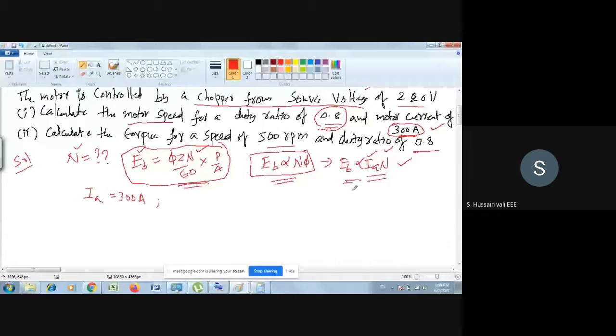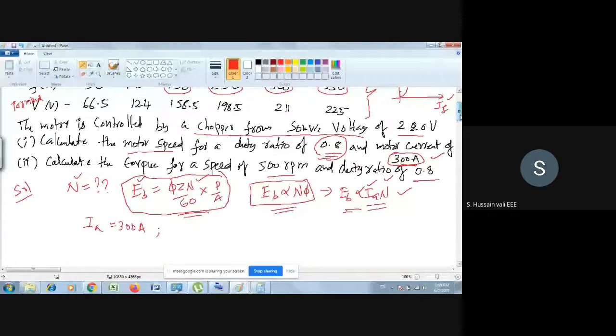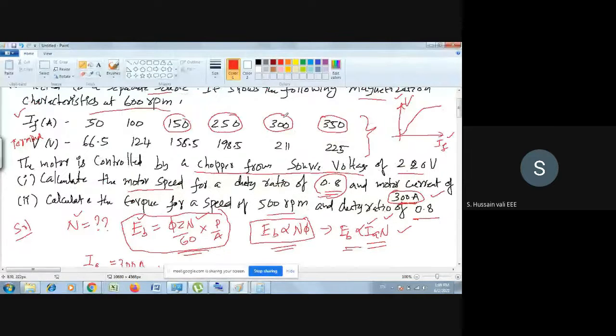Then, what is IA in the problem? He has given 300 ampere. So I have written 300 ampere. Then, how can I go ahead further? See the magnetization characteristics. In the magnetization characteristics, one data we have got. Please see this data. What is this data? This is IF. At IF equal to 300 ampere, what is the terminal voltage? It is 211 volts. That's important.